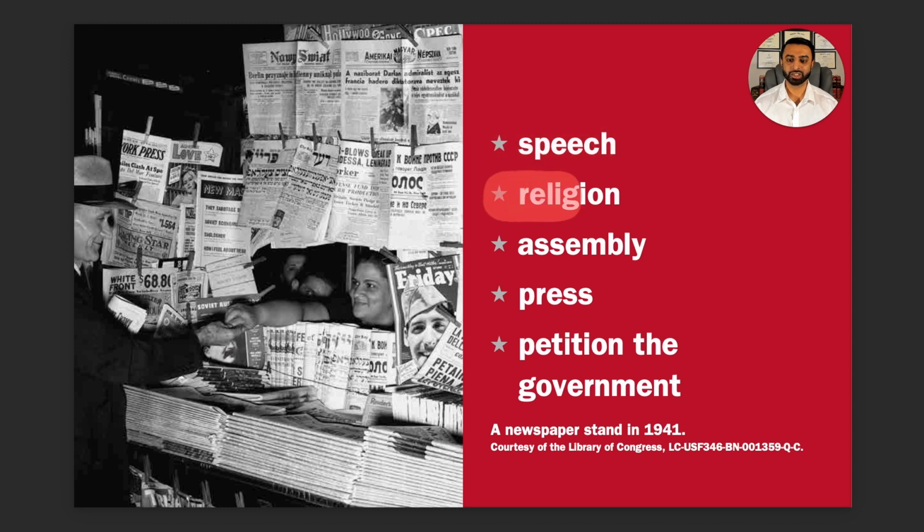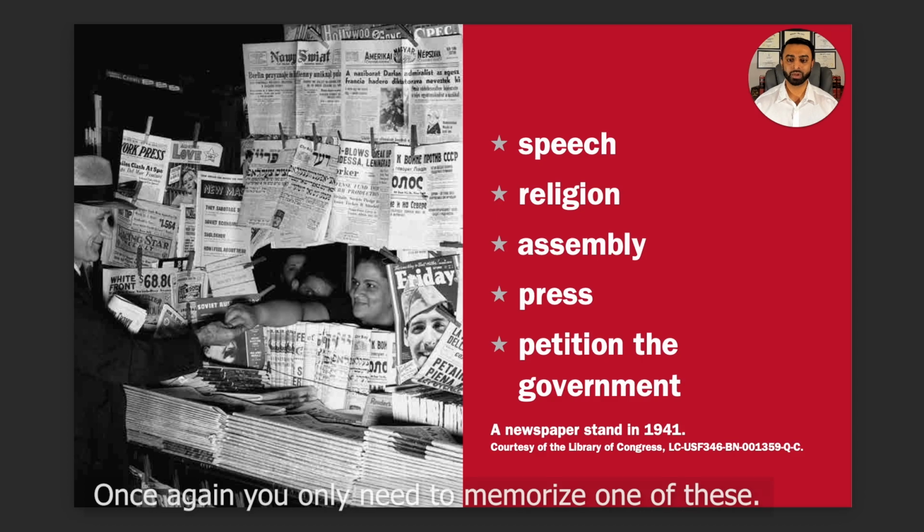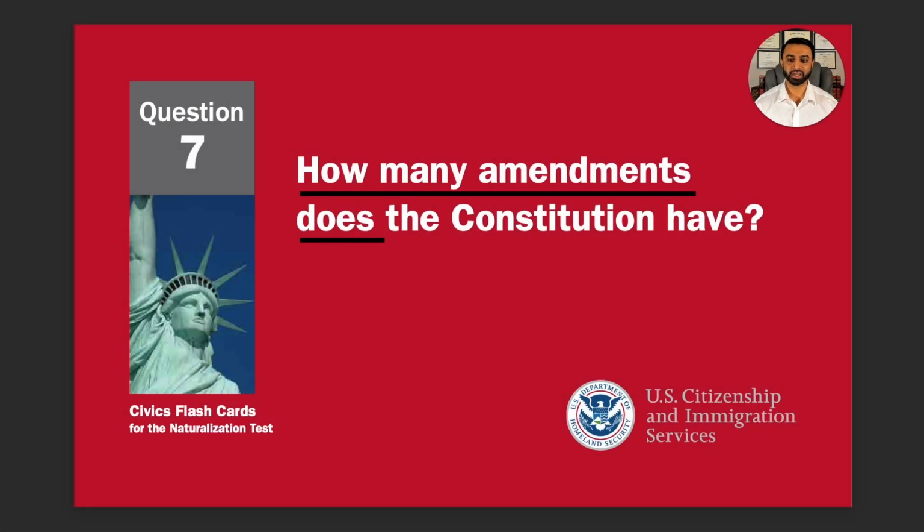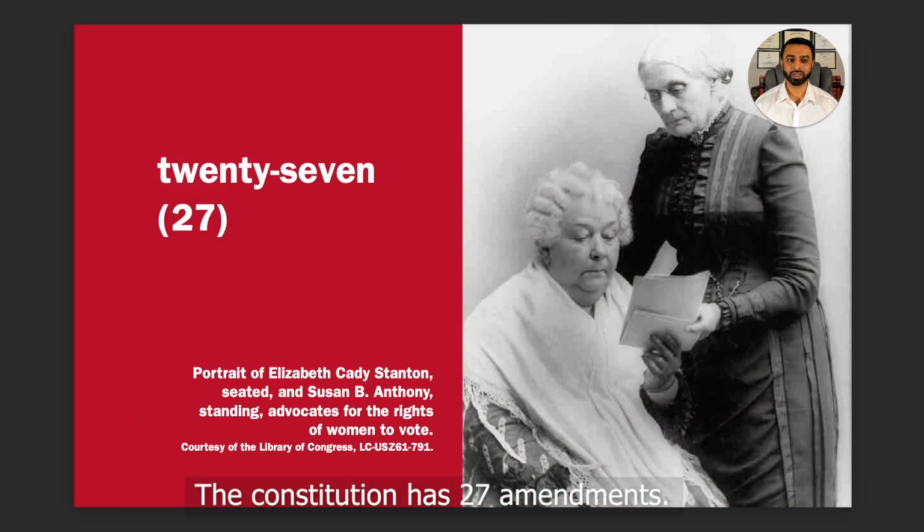What is one right or freedom from the First Amendment? Speech, religion, assembly, press, and petition the government. Once again, you only need to memorize one of these. How many amendments does the Constitution have? The Constitution has 27 amendments.